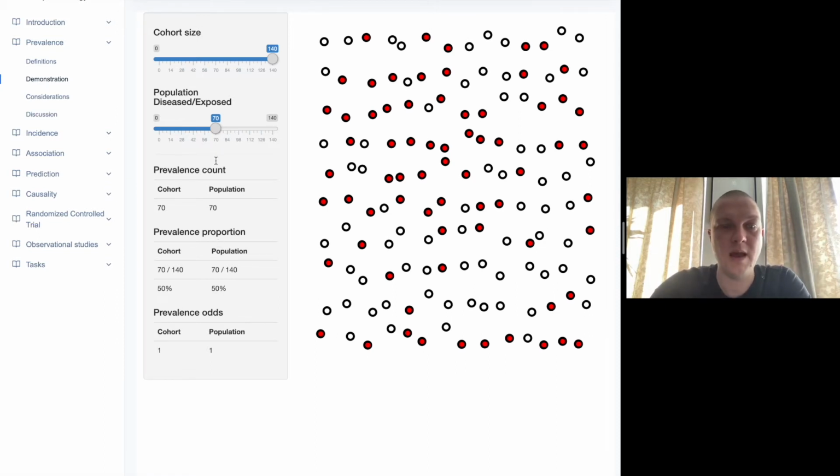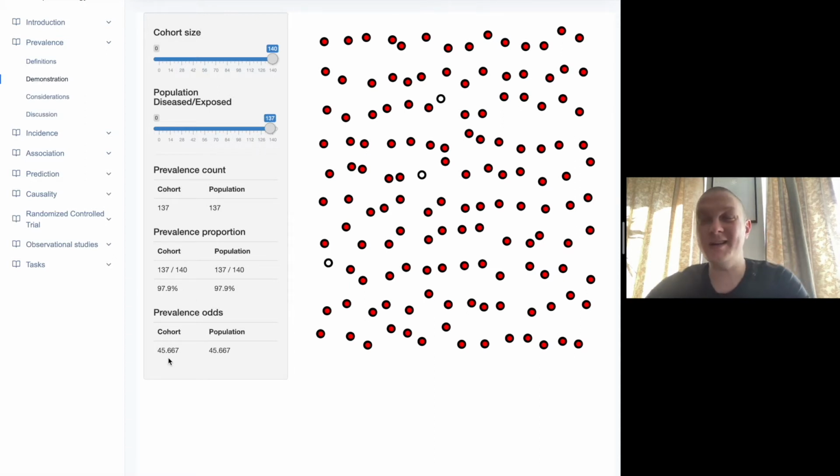As this increases, let's say to 128, the prevalence proportion goes to 91.4%, and the odds start going very high. Let's go to 139. The odds are now 139 as well. At 137, the odds are 45.